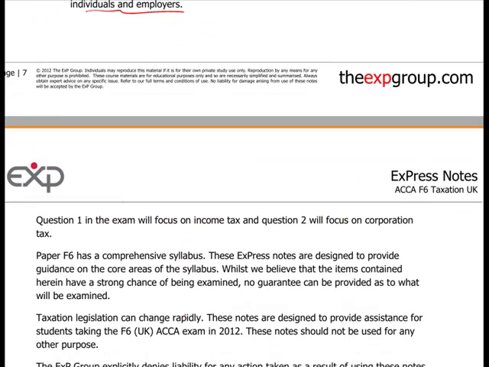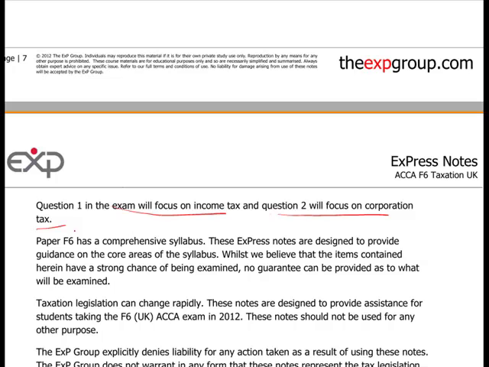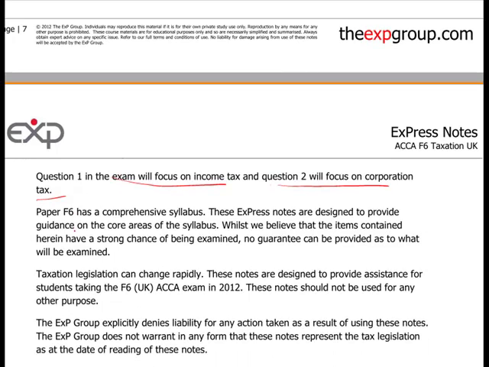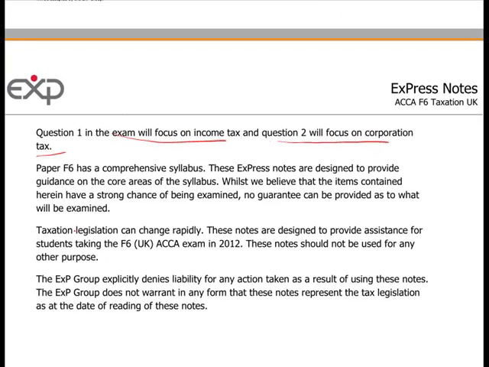Question 1 in the exam will focus on income tax, and question 2 will focus on corporation tax. Paper F6 has a comprehensive syllabus. We're going to give you guidance on core areas. Taxation legislation can change rapidly. These notes are designed to provide assistance for students taking the exams in 2012. These notes should not be used for any other purpose. Please note that although the exam is for 2012, pretty much 2013 can be the same thing.